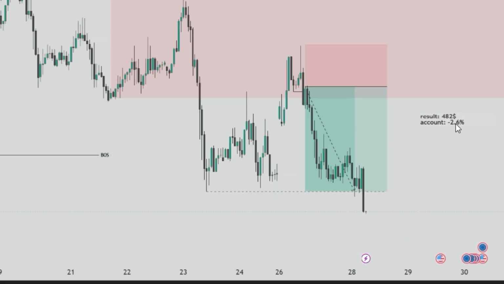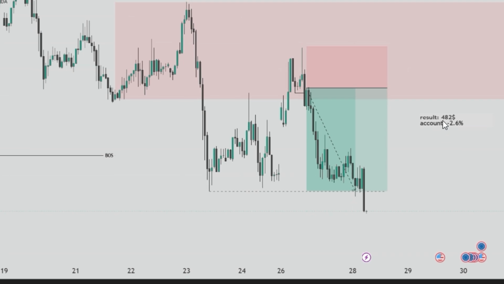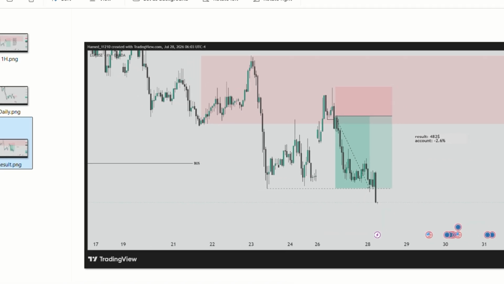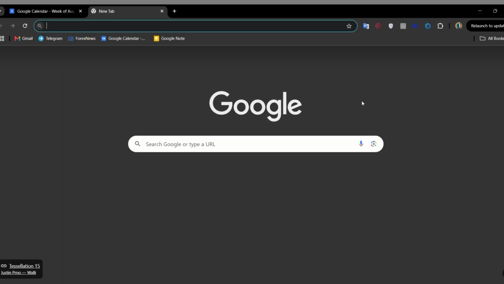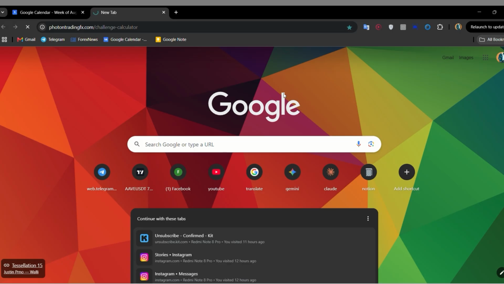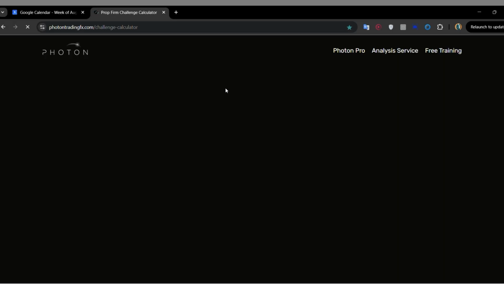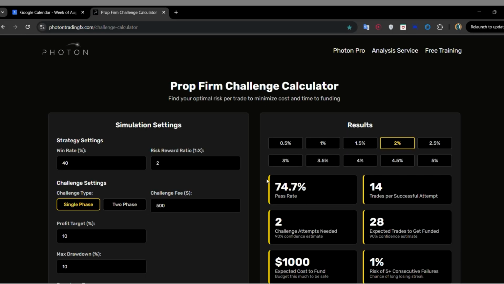And this is the result. That was a result of $482, account negative 2.6%, from negative 7.5% to negative 2.6%. That is an amazing return, almost plus 5%. Let me show you the calculator that I found from Photon Trading. That was amazing. And that was week 5, about up 5%, and there was no trade for the rest of the week because there was no condition that we have.